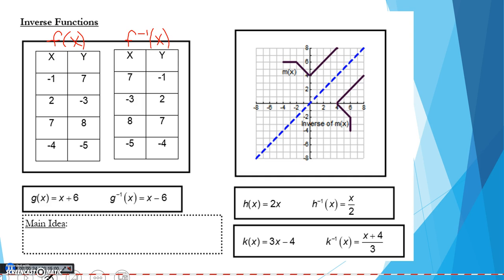If you compare the two tables, hopefully you'll see that all that happened to make it inverse is that we just flip-flopped the two rows. We didn't change the numbers at all. All we did is just flip-flop the x and the y. And so this concept will play out in everything.